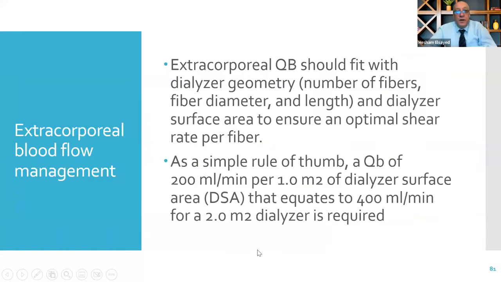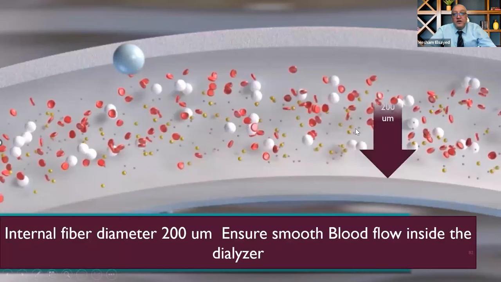So the prescription of hemodiafiltration, the extracorporeal blood flow management: blood flow should fit, as we said before, 200 per 1.0 square meter of dialyzer surface area, which equates to about 400 mL per minute for a 2.0 square meter dialyzer. The internal diameter, again, is crucial to maintain a smooth blood flow, with no protein clogging and no clotting activation. Very smooth flow is needed, because high shear stress could happen, but importantly, protein absorption, or what's called protein cake, during hemodiafiltration.